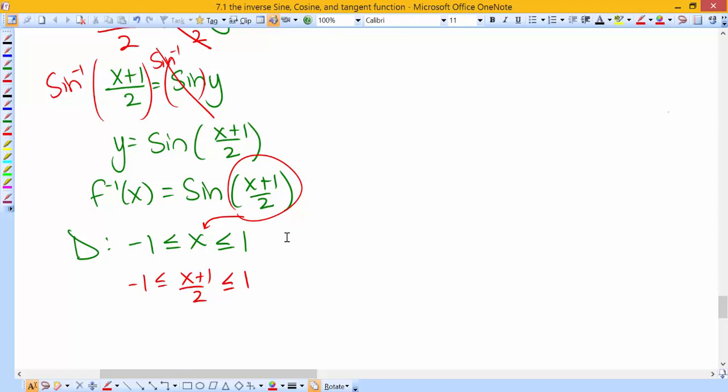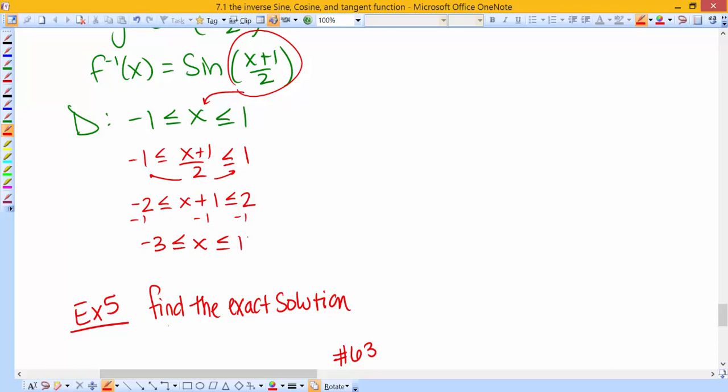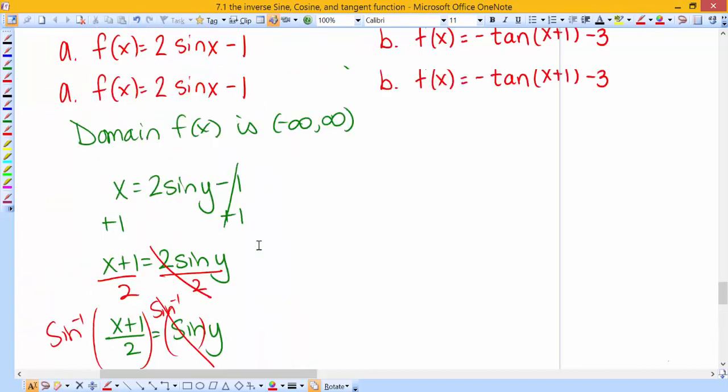So now we have to get x by itself. So I'm going to multiply both sides by 2. So I get negative 2 is less than x plus 1 is less than or equal to 1. Just kidding, 2. Then I'm going to subtract 1. So negative 3 is less than or equal to x is less than or equal to 1. This is the domain of f inverse of x. So we found the domain of the original function, negative infinity to infinity. We found the inverse, and we found the domain of the inverse. All right, let's do the next one.